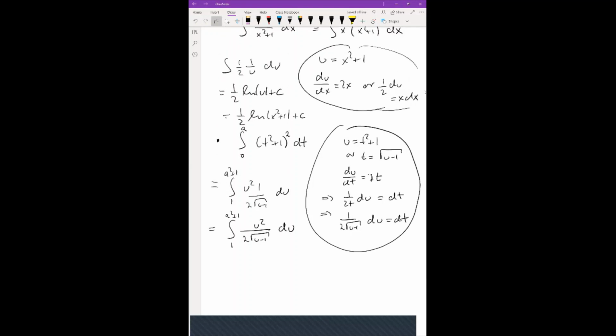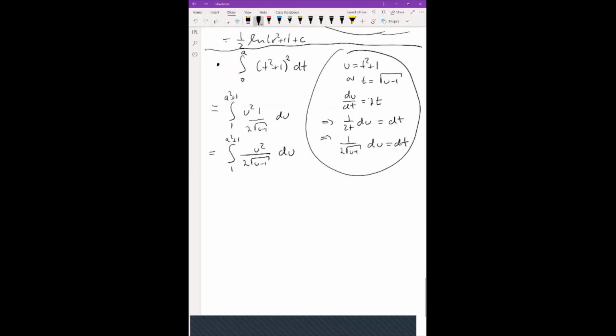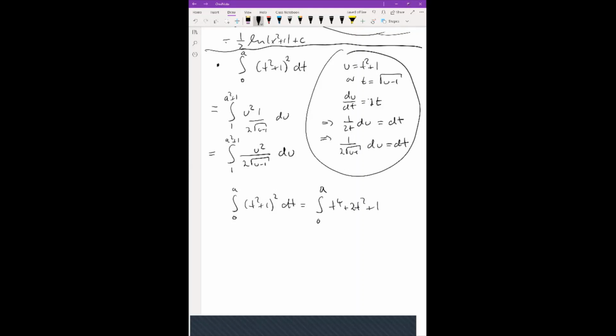So the real way to do this is by asking yourself, can I simplify this? And yes, you can, because the integral from 0 to a of t squared plus 1 squared dt is the same as the integral from 0 to a of t to the 4 plus 2t squared plus 1 dt, which is the same as 1/5 a to the 5 plus 2/3 a to the 3 plus a.